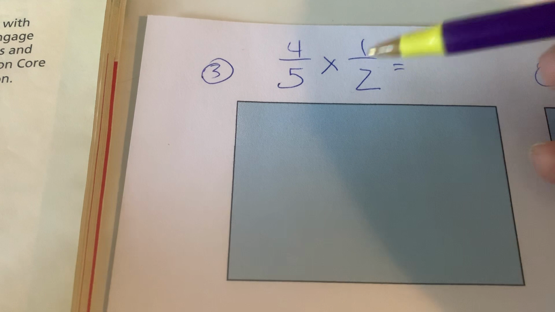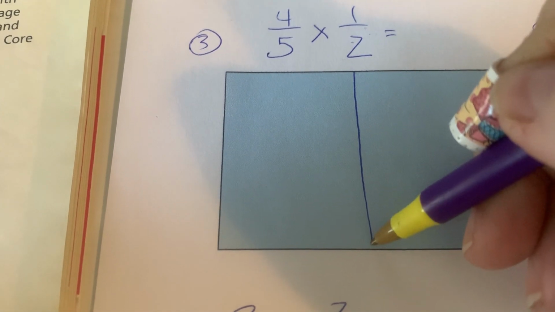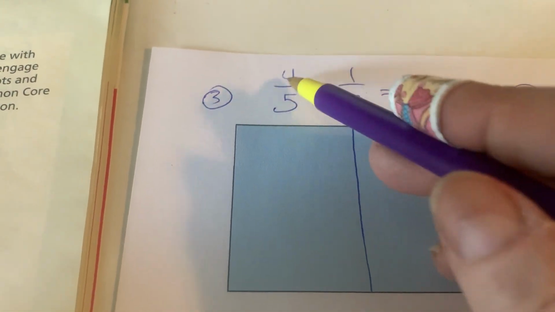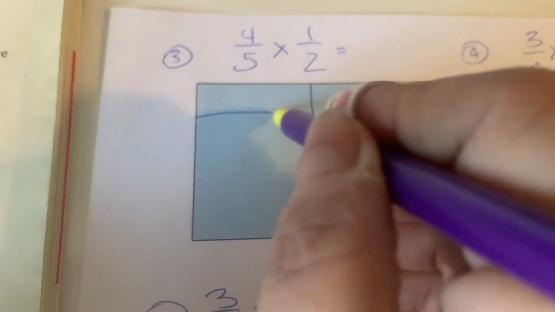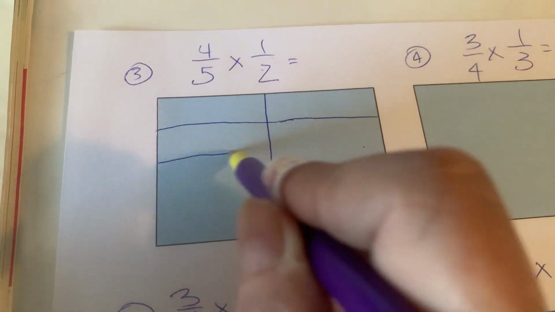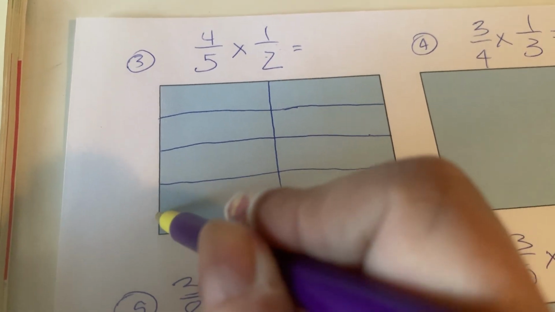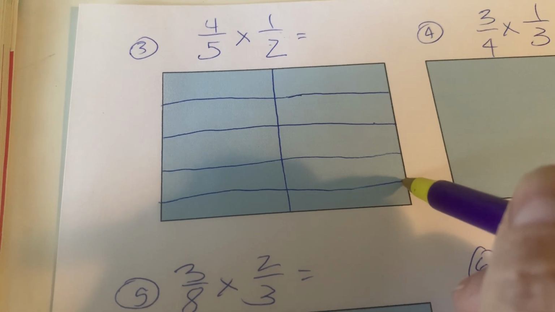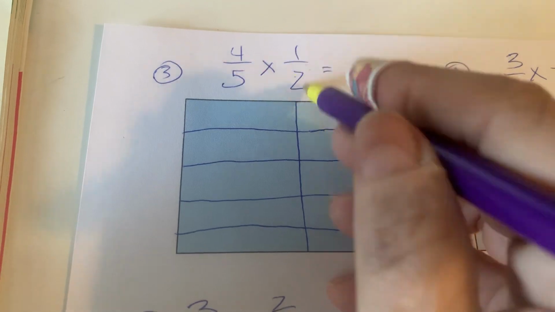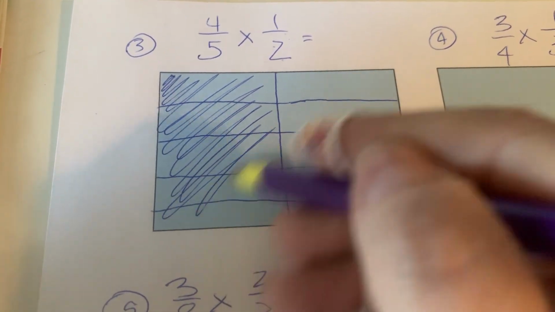All right, so if we're going to find something of 1/2, the first thing we'll do is divide our shape in half, okay? And then we need to find 4/5 of that. So we're going to go across, whoops. And if I'm drawing fifths, I know I'm going to be making 4 lines, right? And I'm going to do my very best to make them even. Oops, geez, I forgot to shade in the 1/2. All right, so let's do that first. There's the half.